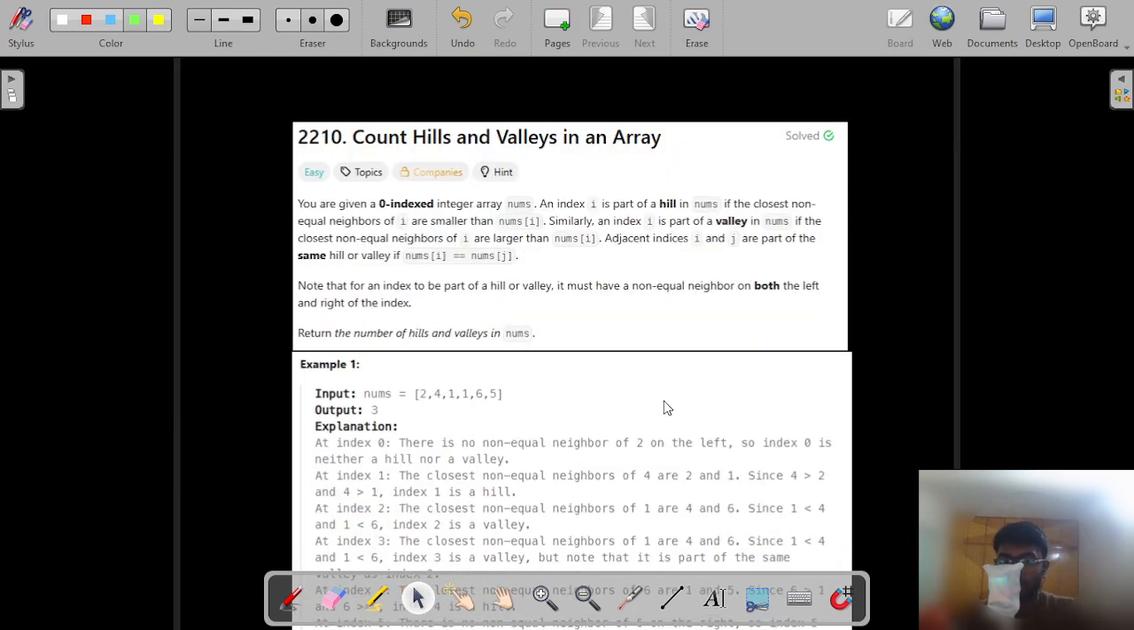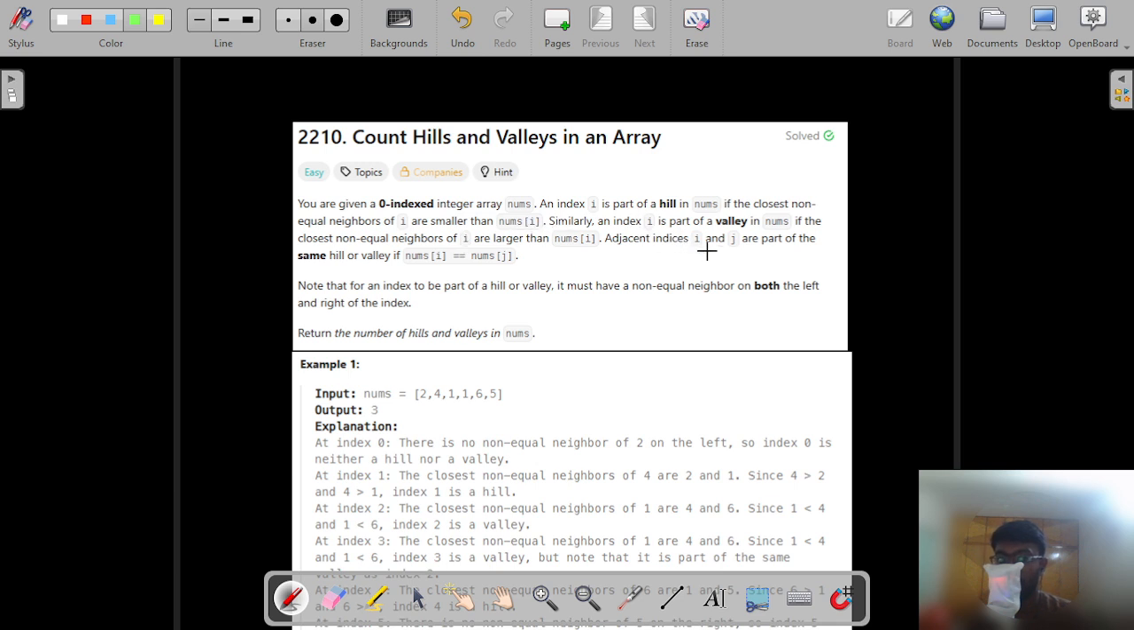Let's understand this problem. This is an easy type problem. You are given a zero indexed integer array nums, and index i is part of a hill in nums if the closest non-equal neighbors of i are smaller than nums of i. Similarly, an index i is part of a valley in nums if the closest non-equal neighbors of i are larger than nums of i. So it means nums of i is smaller than its neighbors.